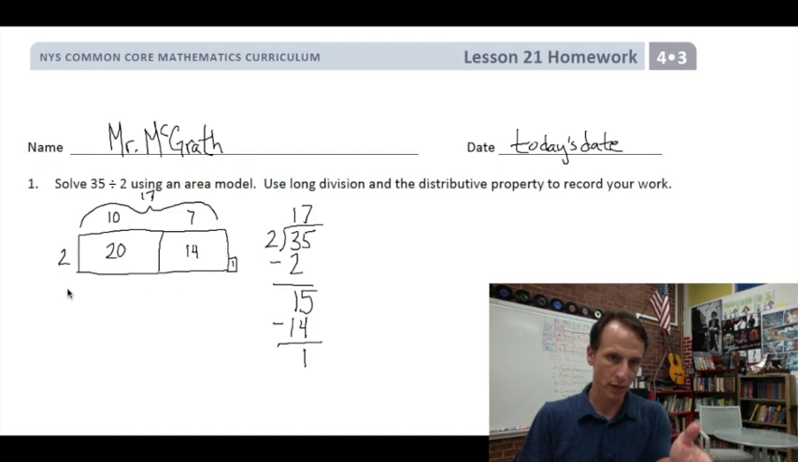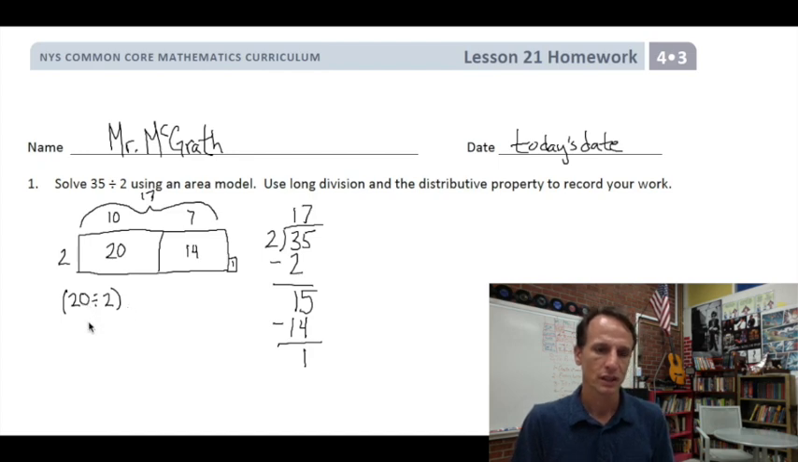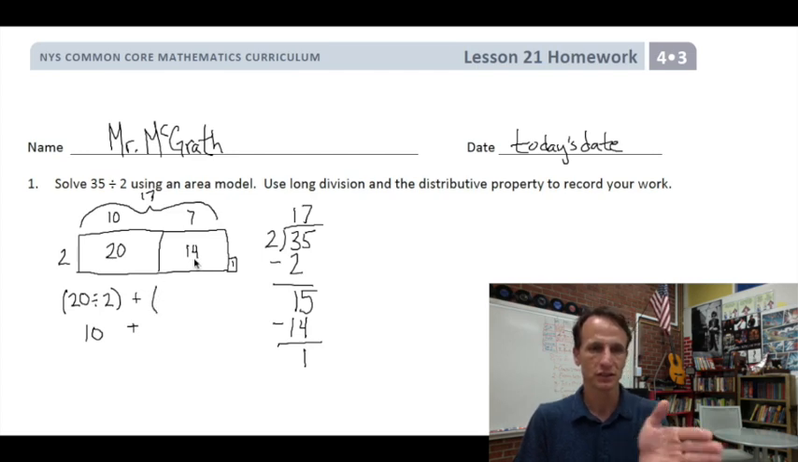Now with the distributive property, I'm going to write it underneath the area model here so you could see how it lines up. What I did was I said, well, let me do 20 divided by 2, right? And let me go straight down. So remember, well that's 10, right? And then I combined that with, added it to, the quotient of, I really did 15 divided by 2, right?